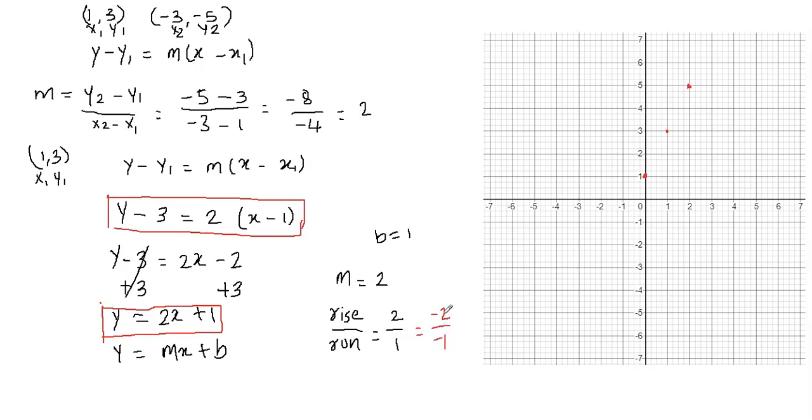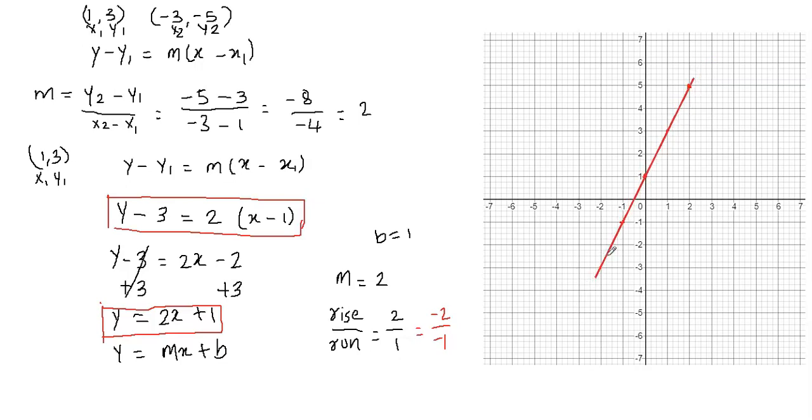So I'll go down 2, to the left 1. Starting from the y-intercept, I'm going to go down 2, to the left 1. And I got this point. I can still do the same. Down 2, to the left 1. Right? Now we can just go ahead and connect all these points to make a straight line. The more points you have on your graph, the more accurate your graph is going to be. Now we can just make a straight line passing through all these points. So let's do that.